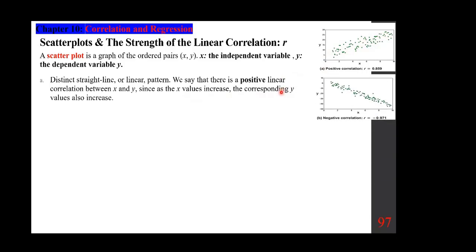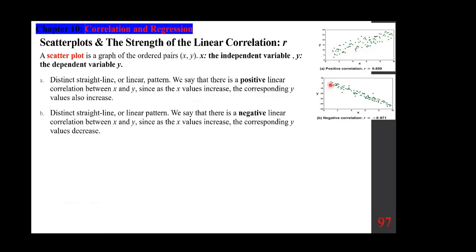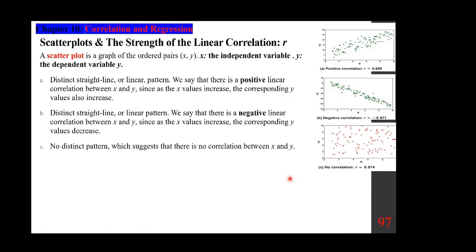This one, what do we notice? We notice again a distinct straight line. So there is a linear relationship, but this time there is a negative linear correlation between X and Y. The slope is negative. As we look at this case, there is no correlation between X and Y.